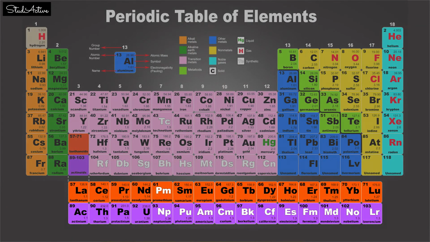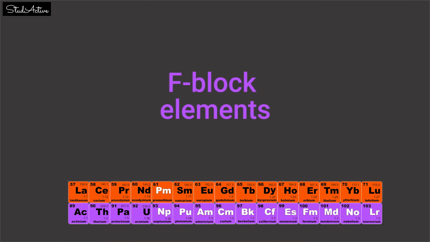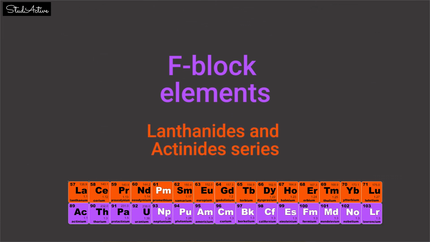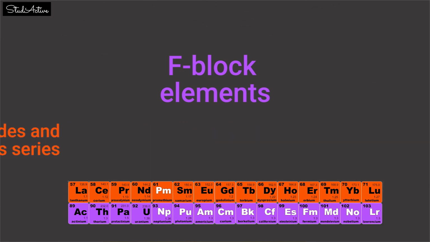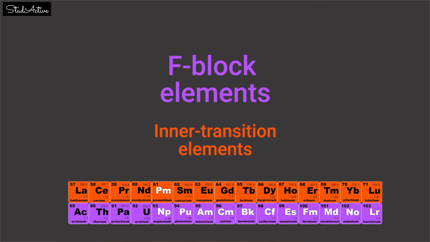Let us go to F block elements. You can see that the F block elements are at the bottom of the periodic table, and are also called the lanthanide and actinide series. They are all inner transition elements and also they are all metals. So we can say that S block and P block elements are all normal elements except the zero group. The D block elements are transition elements and F block elements are inner transition elements.